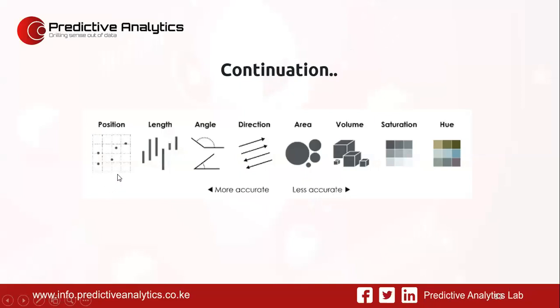So we had looked at position, length, angle, direction, area, volume, saturation, and hue. So through this diagram, you can decide on which type of visual cue that you want to use, depending on whether you want more accuracy. You choose one. So when I share the notes, you look at it and decide which one you want to use.